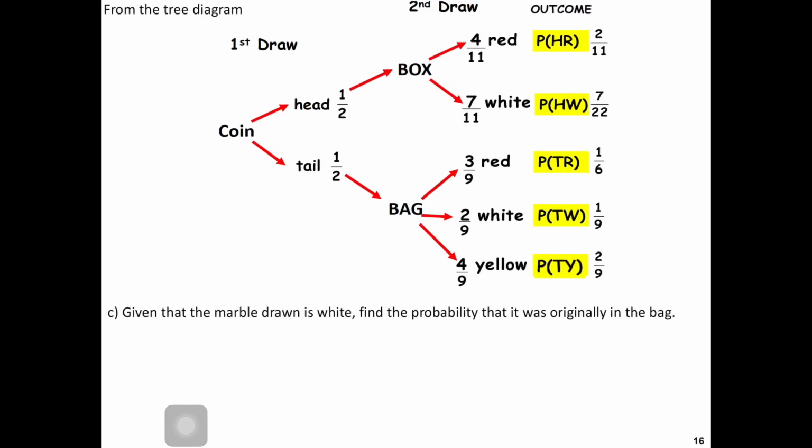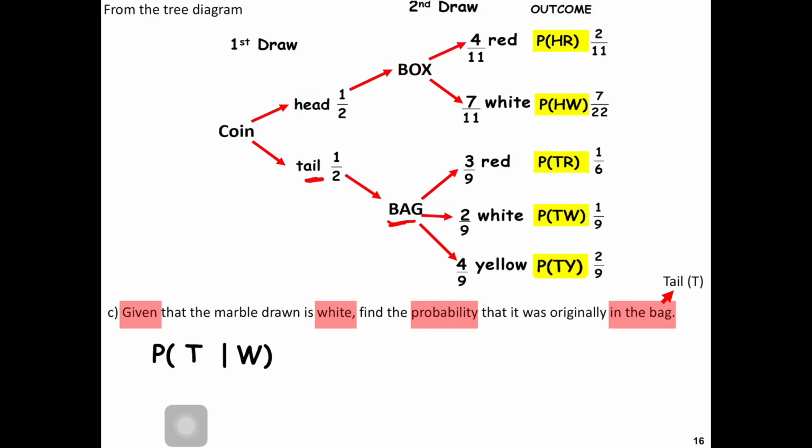Next, from the tree diagram again, given that the marble is white, find the probability that it was originally in the bag. So that is your question. Given means that you will be using the given symbol, and white will be after the symbol, so W. The probability that it was originally in the bag refers to obtaining tail in the first draw, so T. This is the probability that you need to find.